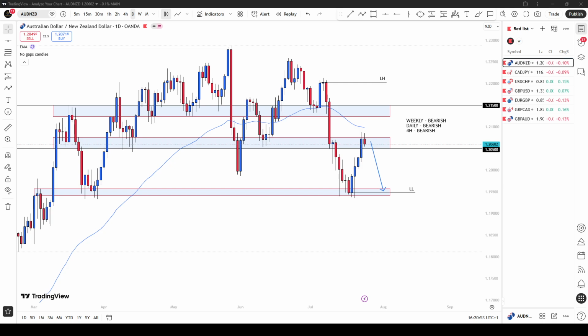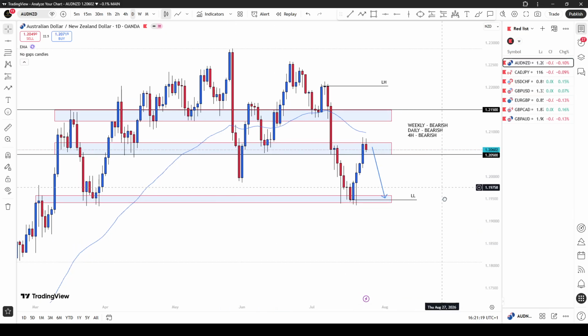Every week I analyze the forex market using one simple strategy: wait for the break, confirm the retest, trade with confidence. Let's see where this week's best opportunities could develop. So I'll be starting off with AUD NZD.